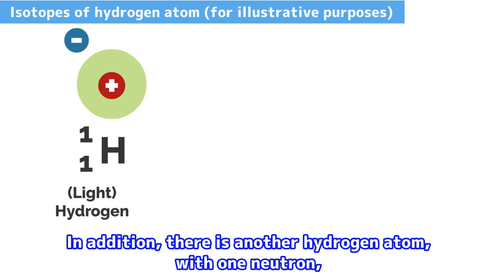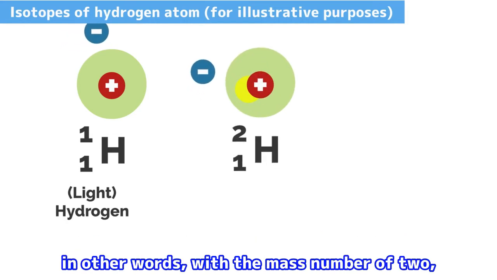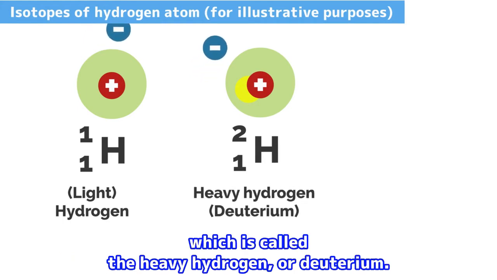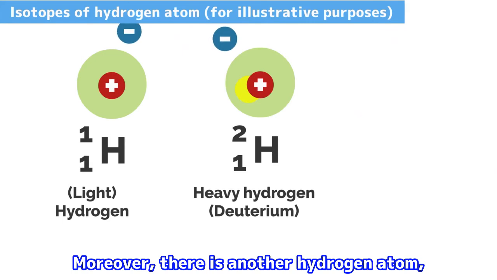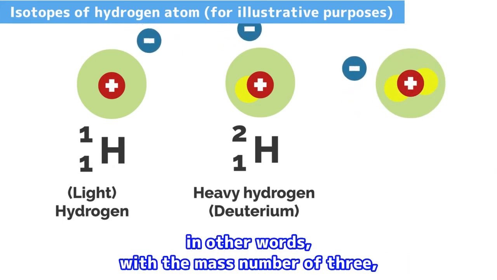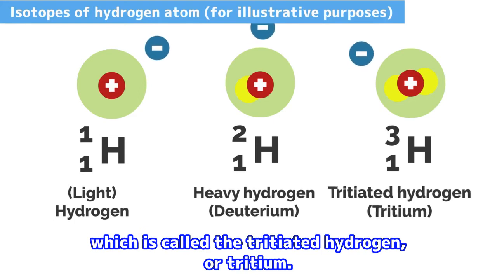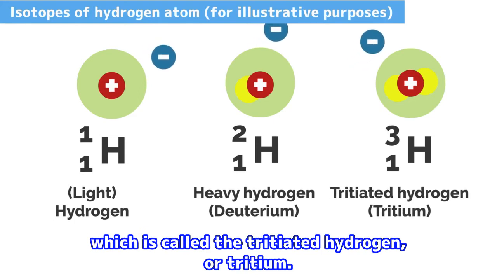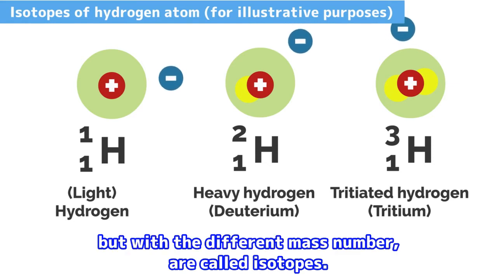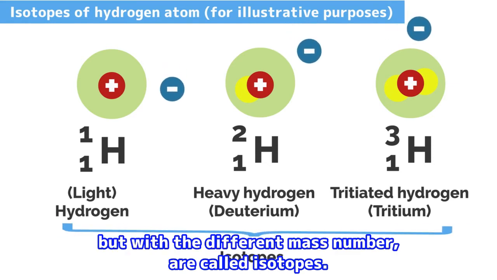In addition, there is another hydrogen atom with 1 neutron, in other words, with a mass number of 2, which is called the heavy hydrogen, or deuterium. Moreover, there is another hydrogen atom with 2 neutrons, in other words, with a mass number of 3, which is called the tritiated hydrogen, or tritium. And the atoms, which are the same elements, but with a different mass number, are called isotopes.